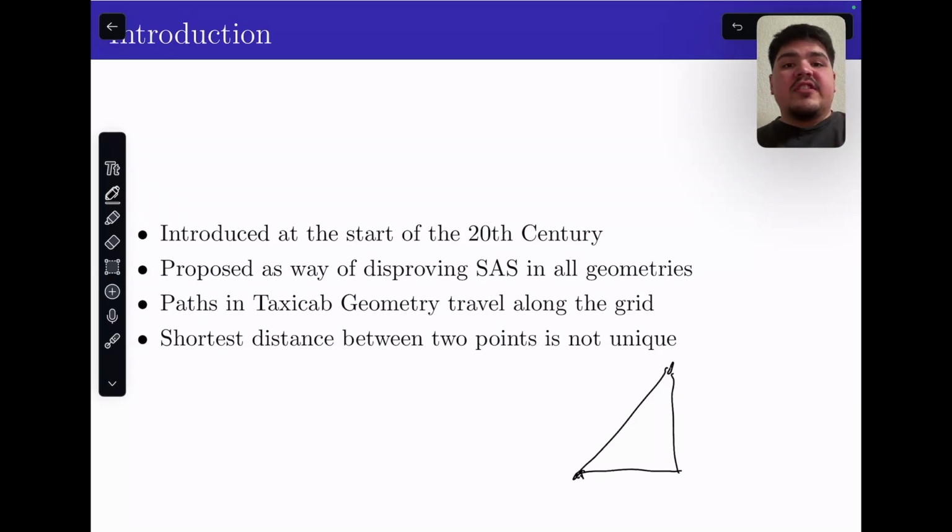Now, one key difference that we see as a result of having to take this path is that the shortest distance between 2 points is no longer unique. So, in Euclidean geometry, the shortest path between A and B is this straight line connecting A and B. However, in taxicab geometry, you could go all the way right and then all the way up, or you could go all the way up and all the way right, or you could even go up, right, up, right, up, right. You notice that this is all just a combination of the same amount of rights and ups, just in a different form.